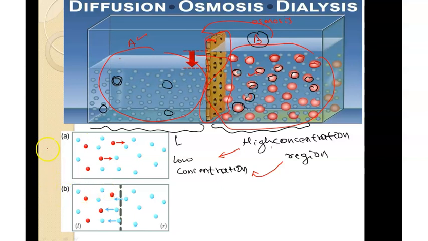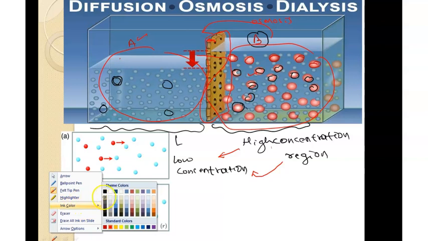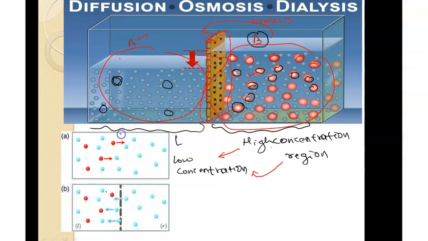Let me take one more example. Let me draw a permeable membrane. Let's consider this is my A and this is my B, these are my two cells. Here I have water molecules, H2O, and in cell B I don't have any H2O particles.